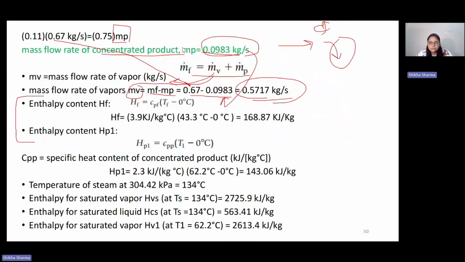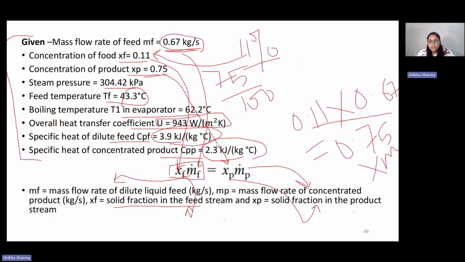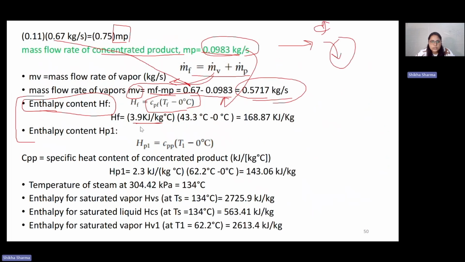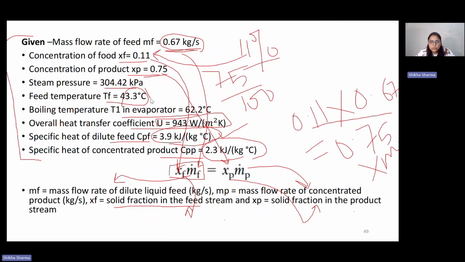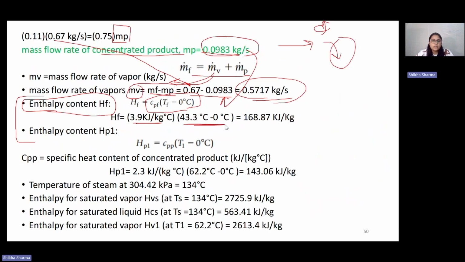So how are we going to calculate this HF, which is the enthalpy content of the feed, which equals Cp into delta T, right? So HF equals Cp, the specific heat of the feed, which is given in the question as 3.9 kilojoule per kg degree Celsius, into its temperature. The feed temperature is given in the question as 43.3. So we'll multiply 43.3 into 3.9, so it will be 168.87 kilojoule per kg.